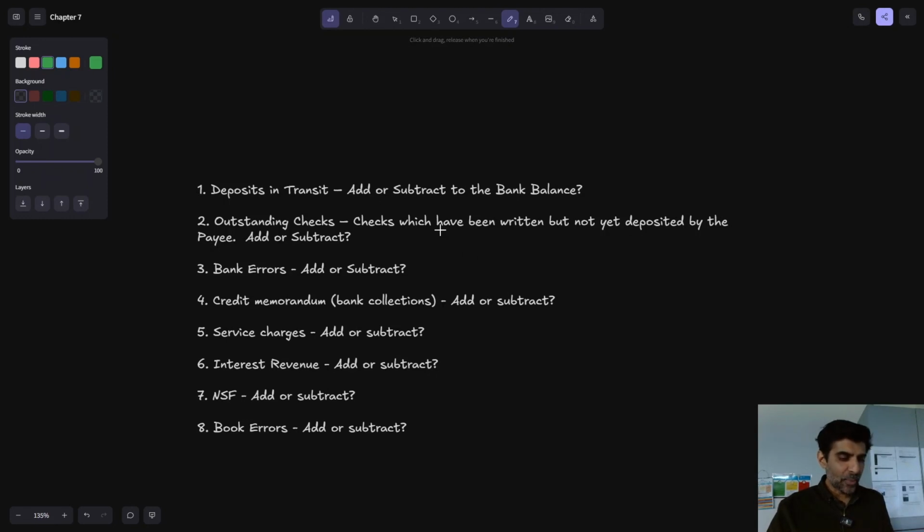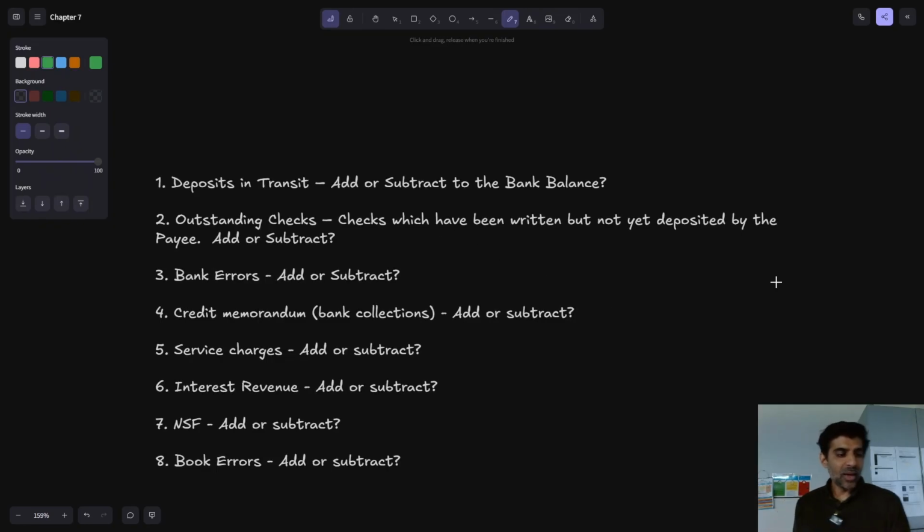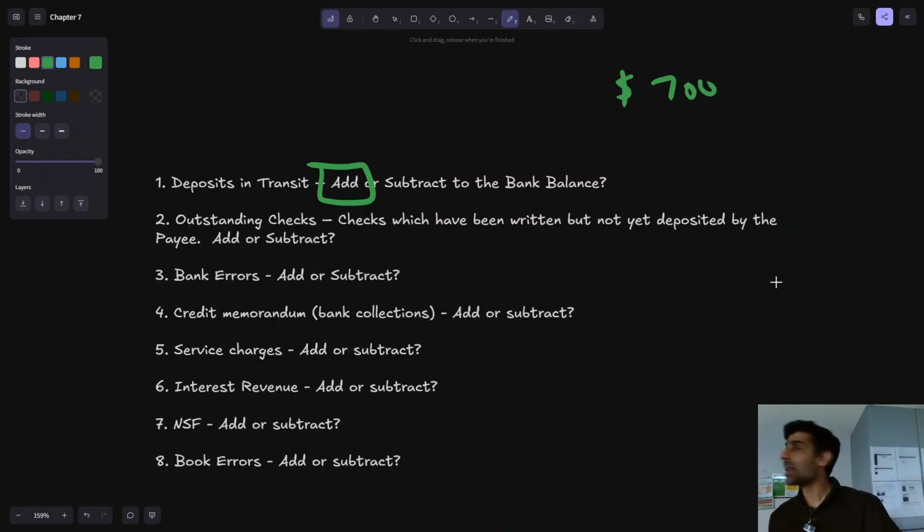If you had a deposit in transit, is my bank account balance going to be understated or overstated? Yes, it's understated. So that means we'll have to add deposits in transit to the bank balance. Again, if our bank balance said we have $700 as of the end of July, but we know that we're sitting on $100 of checks that we have not yet deposited, we would have to add that as an adjustment to the $700. We'd have to add it to make the bank balance correct.